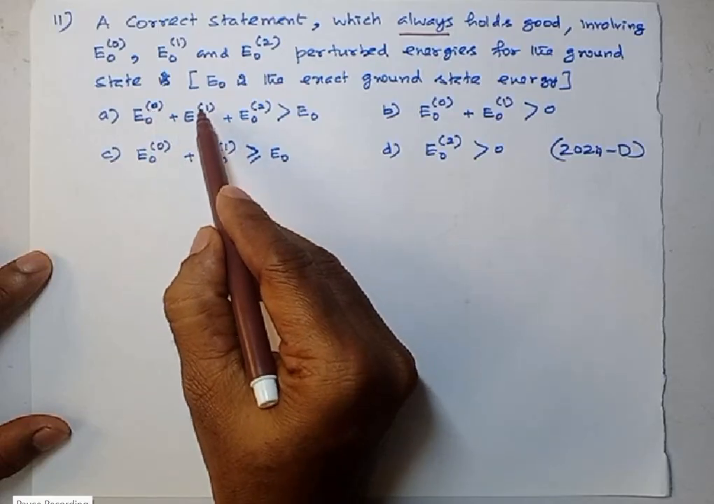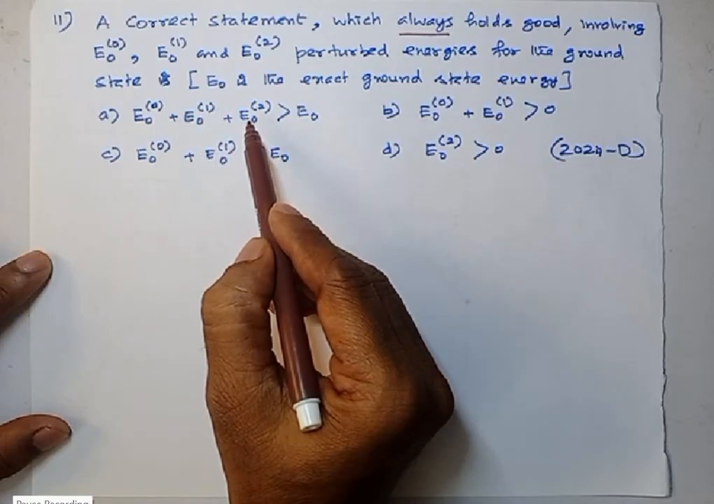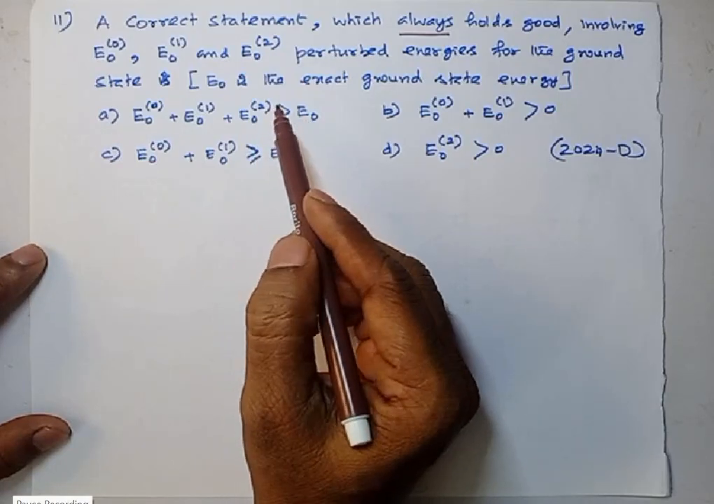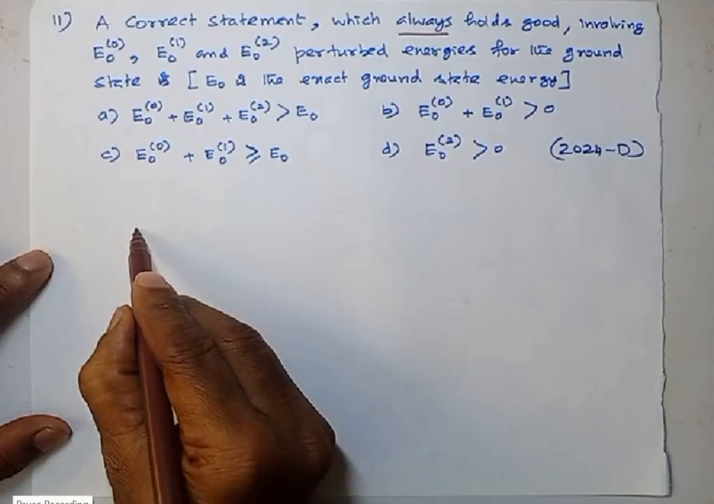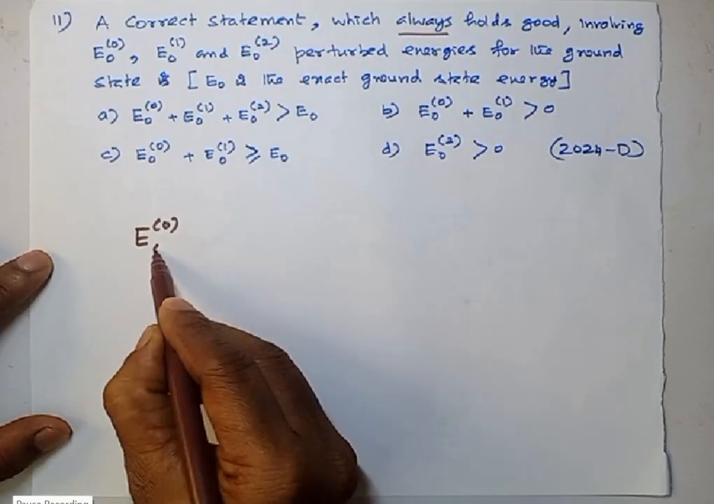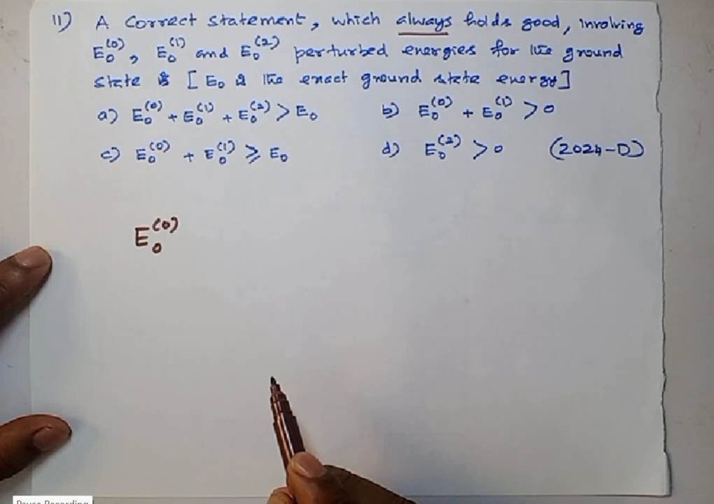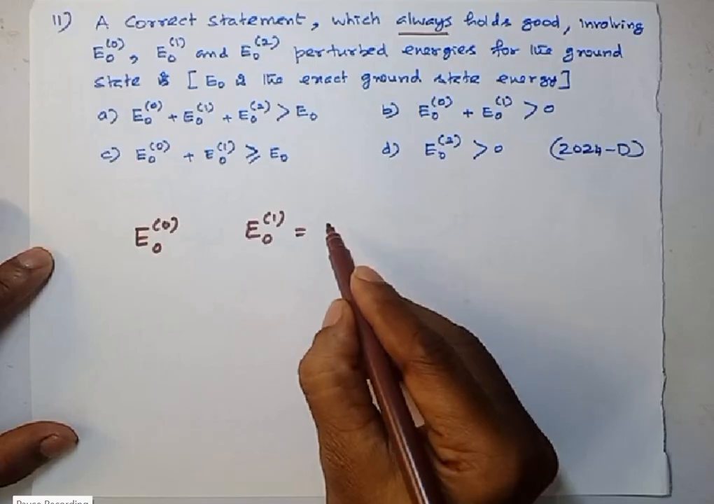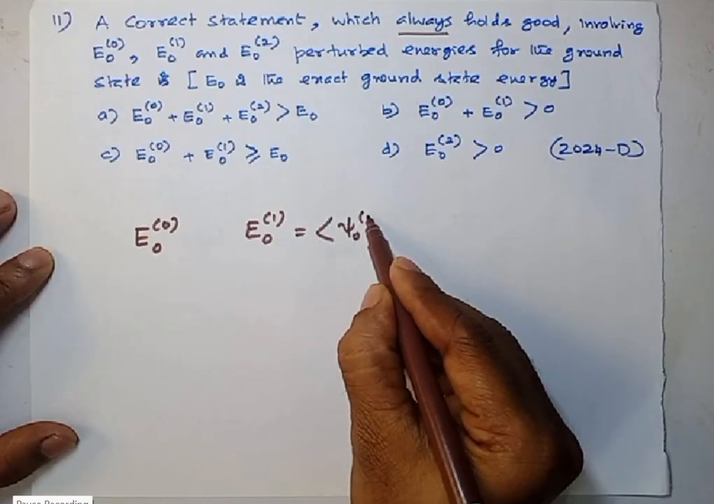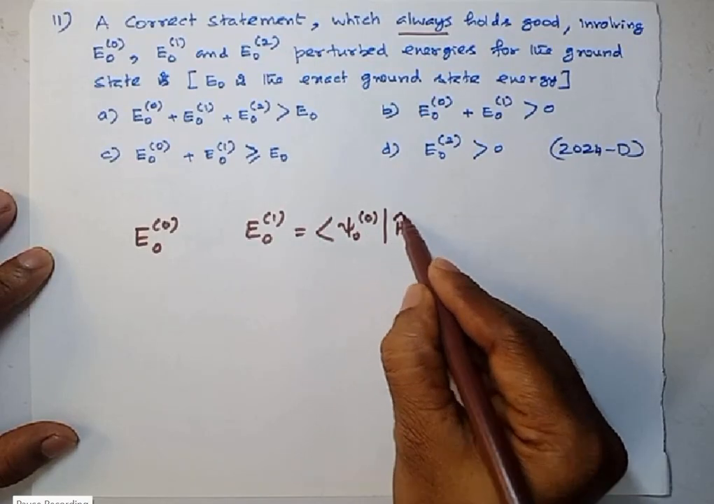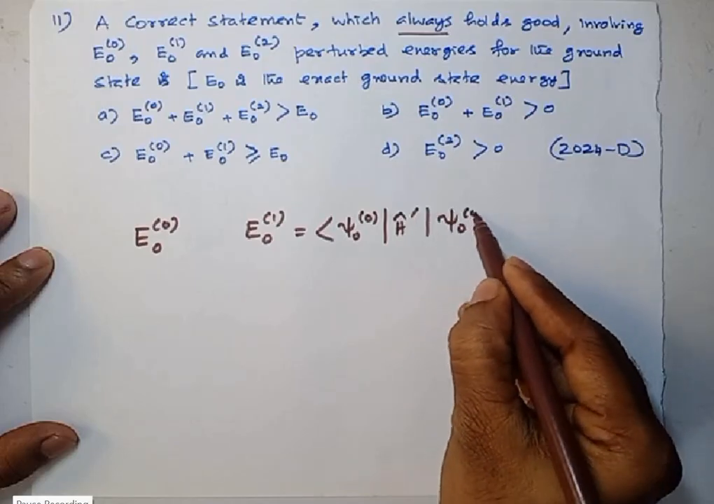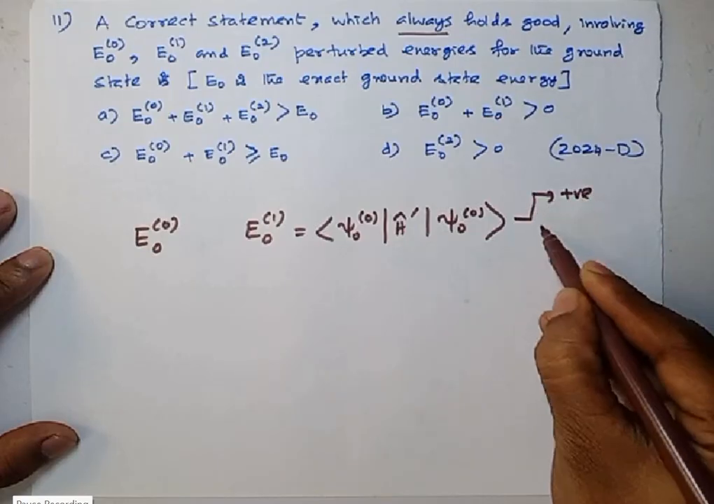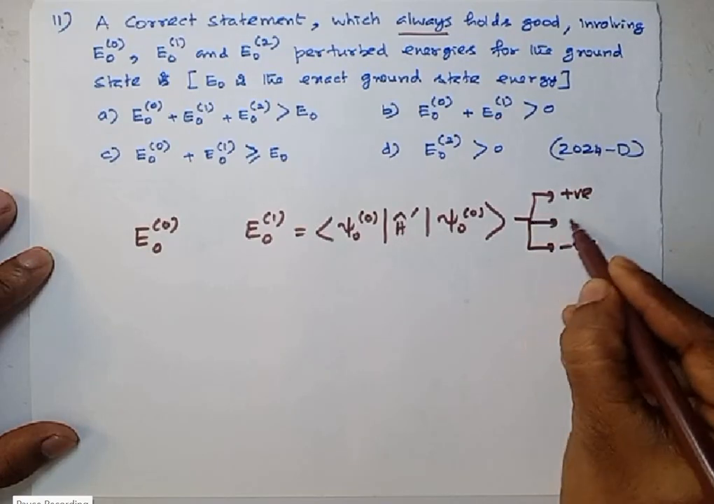Unperturbed energy, first order correction and second order correction. This sum, is it always greater than E naught? Observe carefully. Suppose this is the first unperturbed ground state energy, and the first order correction to the ground state energy. We use this formula: psi naught, H operator prime, perturbation operator, psi naught. See, this integral can be positive, this integral can be negative, this integral can also be 0.